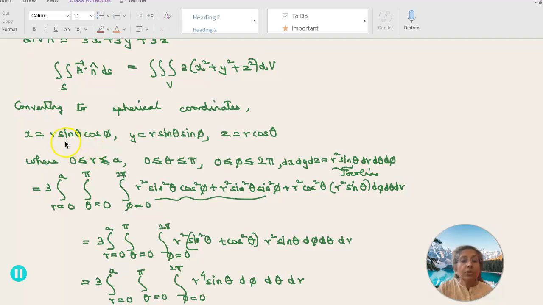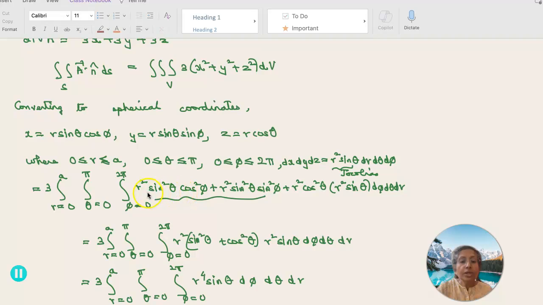So the r limits will be 0 to a. What will be the theta limits? 0 to pi. Phi will be 0 to 2 pi. And dx dy dz, the Jacobian will be r squared sin theta dr d theta d phi. I have discussed Jacobian in one of my earlier videos. So this becomes 3 times, because 3 is outside, integral r equal to 0 to a, theta equal to 0 to pi, phi equal to 0 to 2 pi.